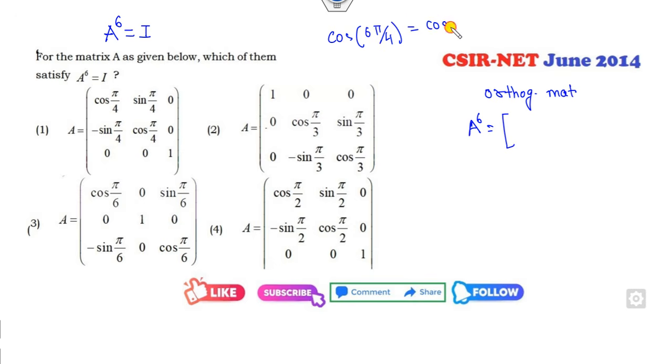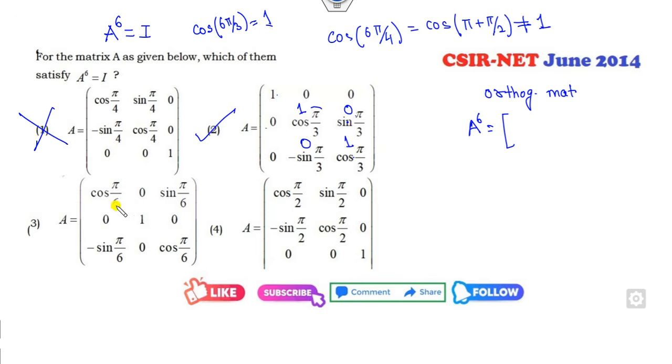This number will be 3 pi by 2. So this number is not 1. So this first option is cancelled. This is 1. I need this also 1. So that means cos 6 pi over 3, cos of 2 pi, plus 1. Sine 6 pi by 3 is 0. Sine 6 pi by 3 is 0. Cos 2 pi is 1. So this is my identity.